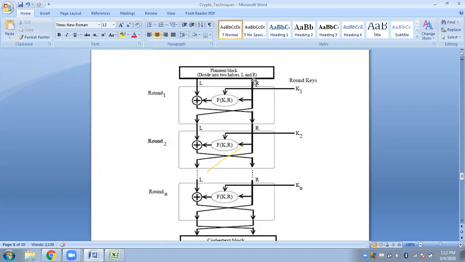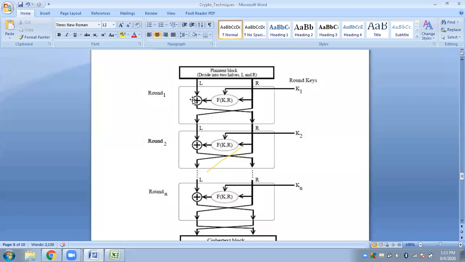As I said, the right part of the plain text will be fed into a function as input, and the second input to the function will be the key. So this is a function on the key and the right part of the plain text. Whichever key you have chosen, that key and the right part will be fed into the function, and some operation will be performed. Then the result obtained will be XORed with the left part of the message. XORed means we will perform the exclusive OR operation.